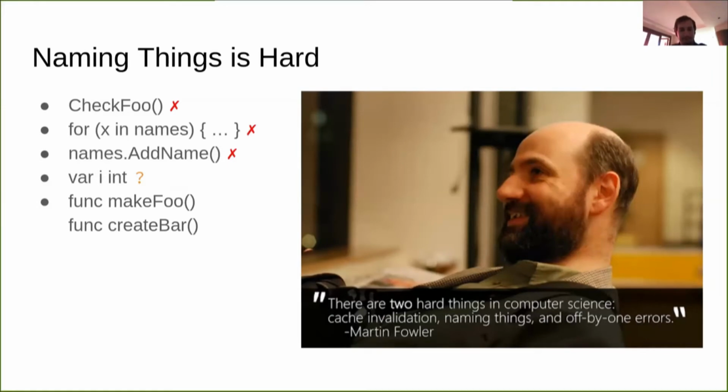All right, how about this one? We have 2 functions here. One's called make foo and one's called create bar. Is this good or bad, and why? There's no consistency here. Exactly. Maybe we should go for one of them. Yeah, pick one or the other.